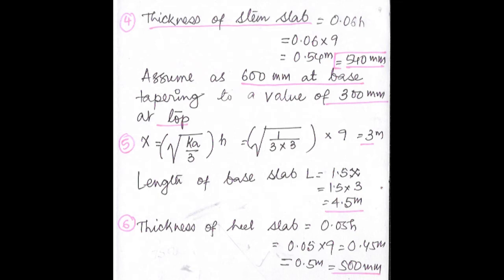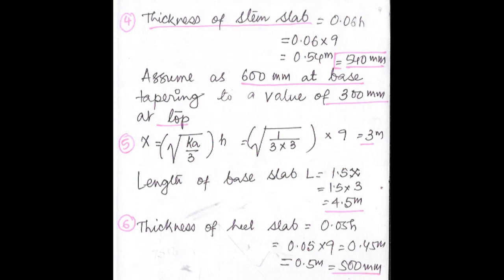Now the next step is x. X is, as I have told you, the square root of Ka by 3 whole, multiplied by h. Ka we have got as 1/3, so Ka by 3 is 1/3. In the denominator again it is 3, and outside the h value is 9. So we are getting it as 3 meter. The length of the base slab, as I have specified, is 1.5 into x. So 1.5 into 3 means 4.5 meters. So the length of the base slab we have got.